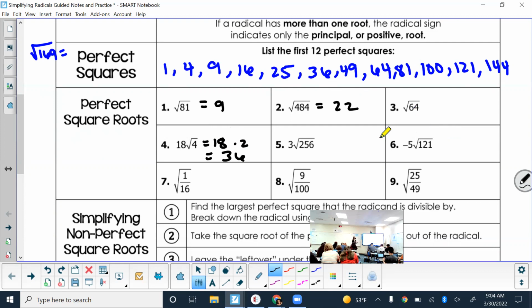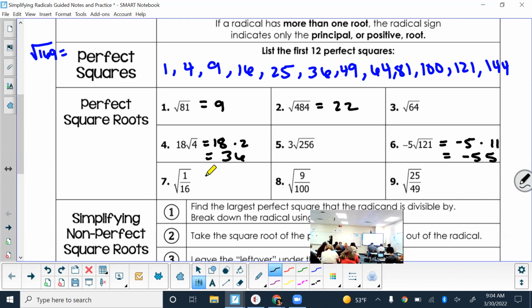Over here, I don't know this perfect square root, so use Desmos for that one. But in number 6, it's negative 5 times the square root of 121. What's the square root of 121? So then when I simplify it, what's negative 5 times 11? Good. And then we even have fractions.